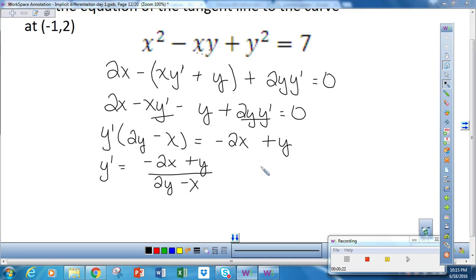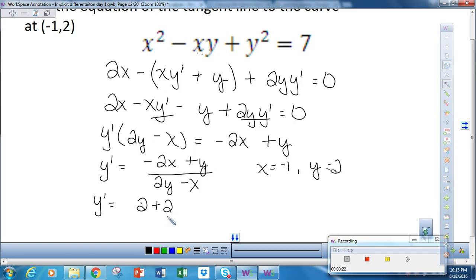Now, they give us the point, negative 1, 2. So we know x is negative 1 and y is 2. So to find dy dx, I'm just going to do a quick plug and chug. Now, if my math is wrong, please forgive me. Negative 2 times negative 1 is positive 2. y is 2, so this would be plus 2. 2y would be 4. And negative 1 would be 1. So I get 4/5. And I hope my math is right. So my slope is 4/5.